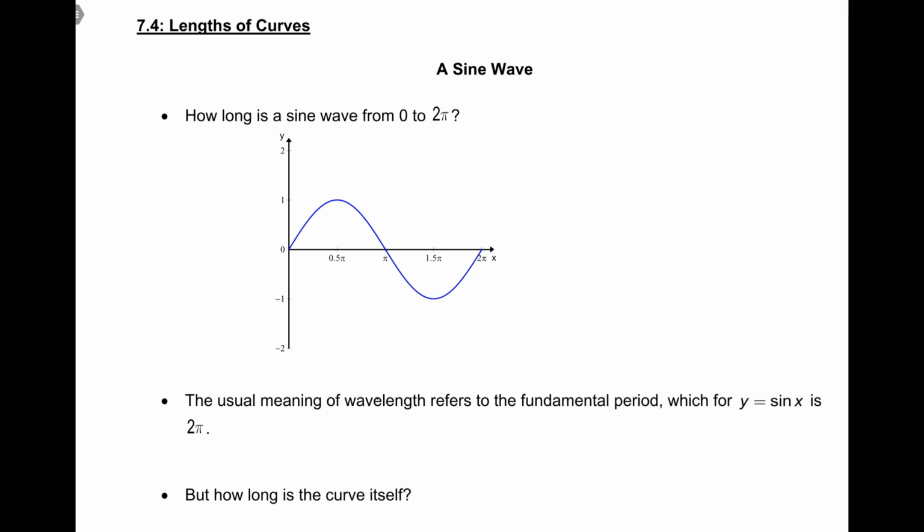So we want to know how long is the sine wave from 0 to 2 pi? Like how long is the actual curve itself? If you were to trace it out, how many units would it be? If we stretched it out into a single line, how long would it be? The usual meaning of wavelength is the period, so Louis was right when I asked him earlier. He said it's 2 pi. But I really want to know literally the length of the curve.